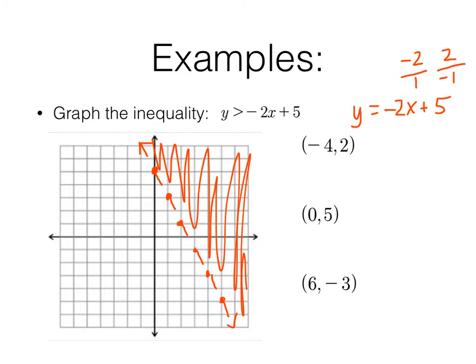So let's see. 0 is greater than -2 times 0, which is 0, plus 5. Definitely not true. 0, 0 is not included. I know I did that part right.